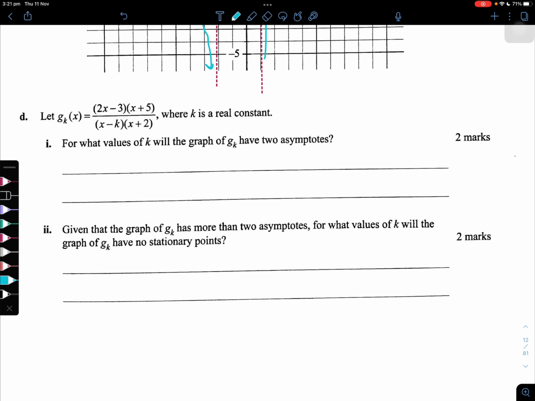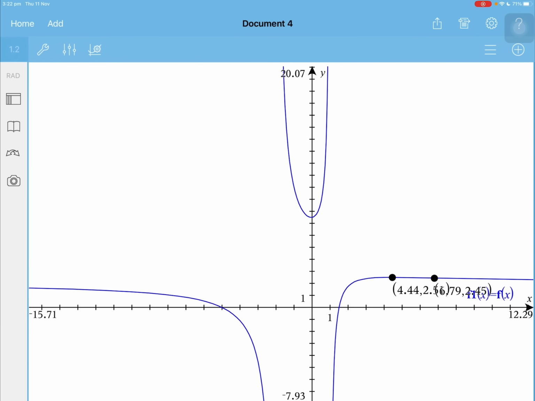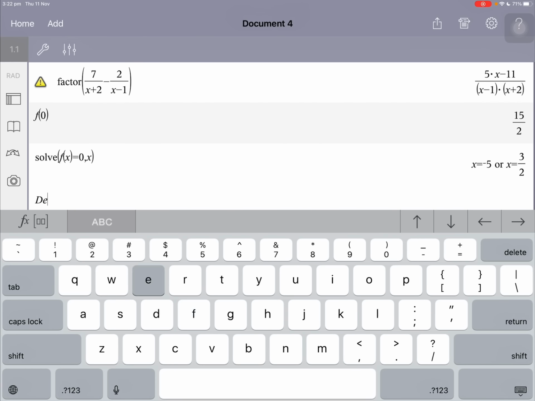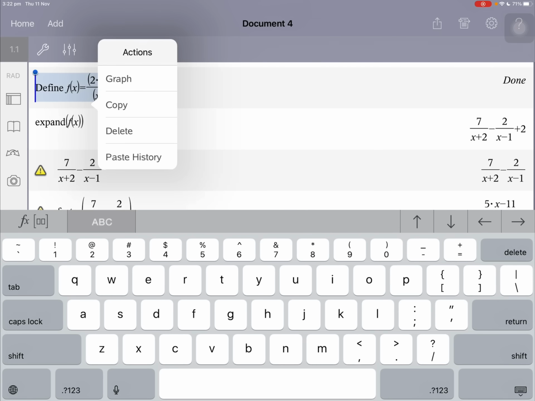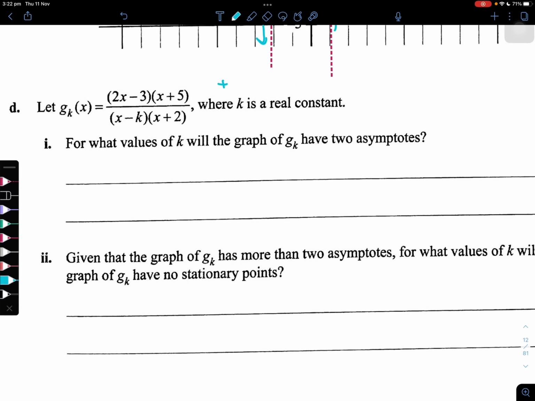For what values of k will the graph have 2 asymptotes? Okay, only 2 asymptotes. So remember, when we factorize this, we had a +2, right? So that is independent of this bit here. What I would do for this is actually just go back and redefine. Let's just go to our original and define g of x to be exactly what we had before, but with a minus k, was it minus or plus? Yeah, minus k.